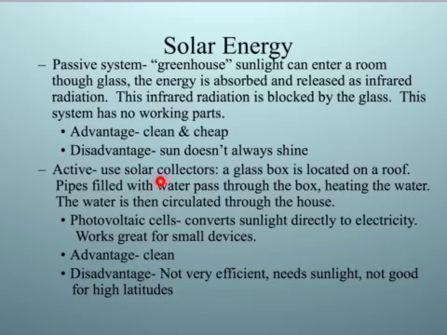Active uses solar collectors. So this is a glass box located on the roof. Pipes filled with water will pass through the box. The water will heat up, and then the water is circulated throughout the house.